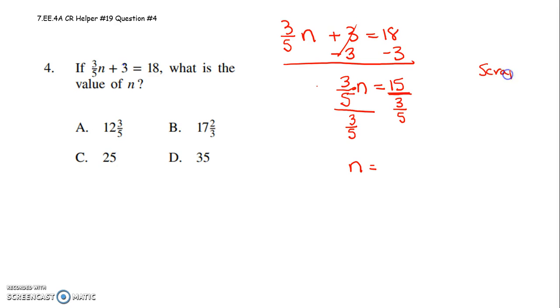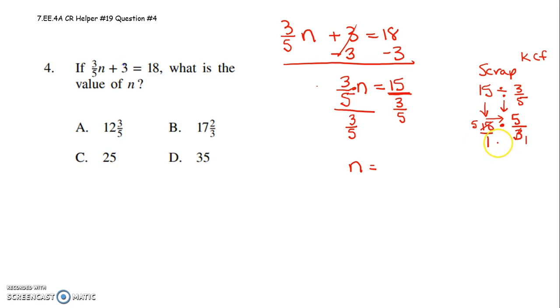So here's my scrap work off to the side. I'm going to keep, change, flip. So I have 15 divided by 3/5. I'm going to keep that 15, change my division to multiplication, and flip over this second fraction, make it 5/3. 15 is the same as 15 over 1. I can simplify here a little bit. 3 goes into 3 once, 3 goes into 15 5 times.